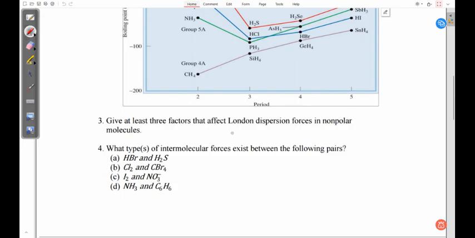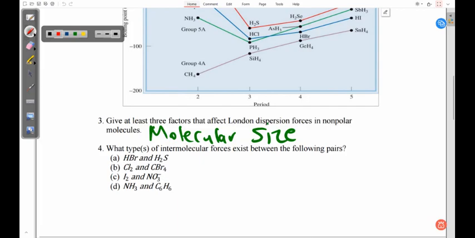Okay, so the London dispersion forces of course exist in all molecules, including the non-polar molecules. Now, what affects them? So we said the size. The molecular size, or the size of a molecule, affects the London dispersion forces. The bigger the size, the stronger the London dispersion forces. Okay, that's number one.